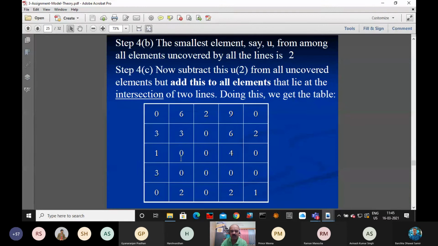Third row, there are 2 zeros, so we cannot. In the fourth row, there are more zeros, we cannot. So in the fifth row, 1 zero we have already assigned. So this is gone. There is 1 zero we assign to this, and we cross out this one. Okay. So we have assigned in the second row, and we have assigned in the fifth row.